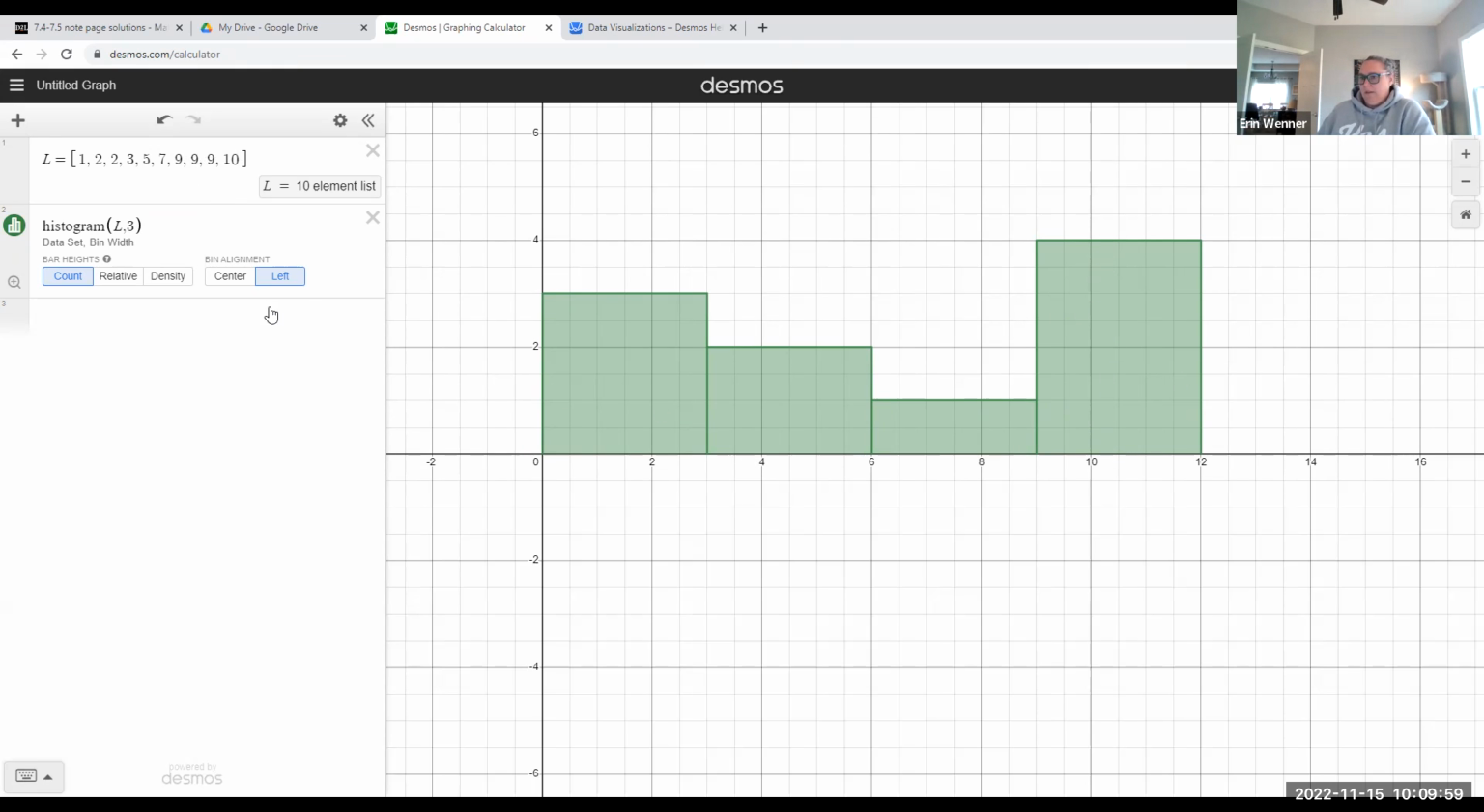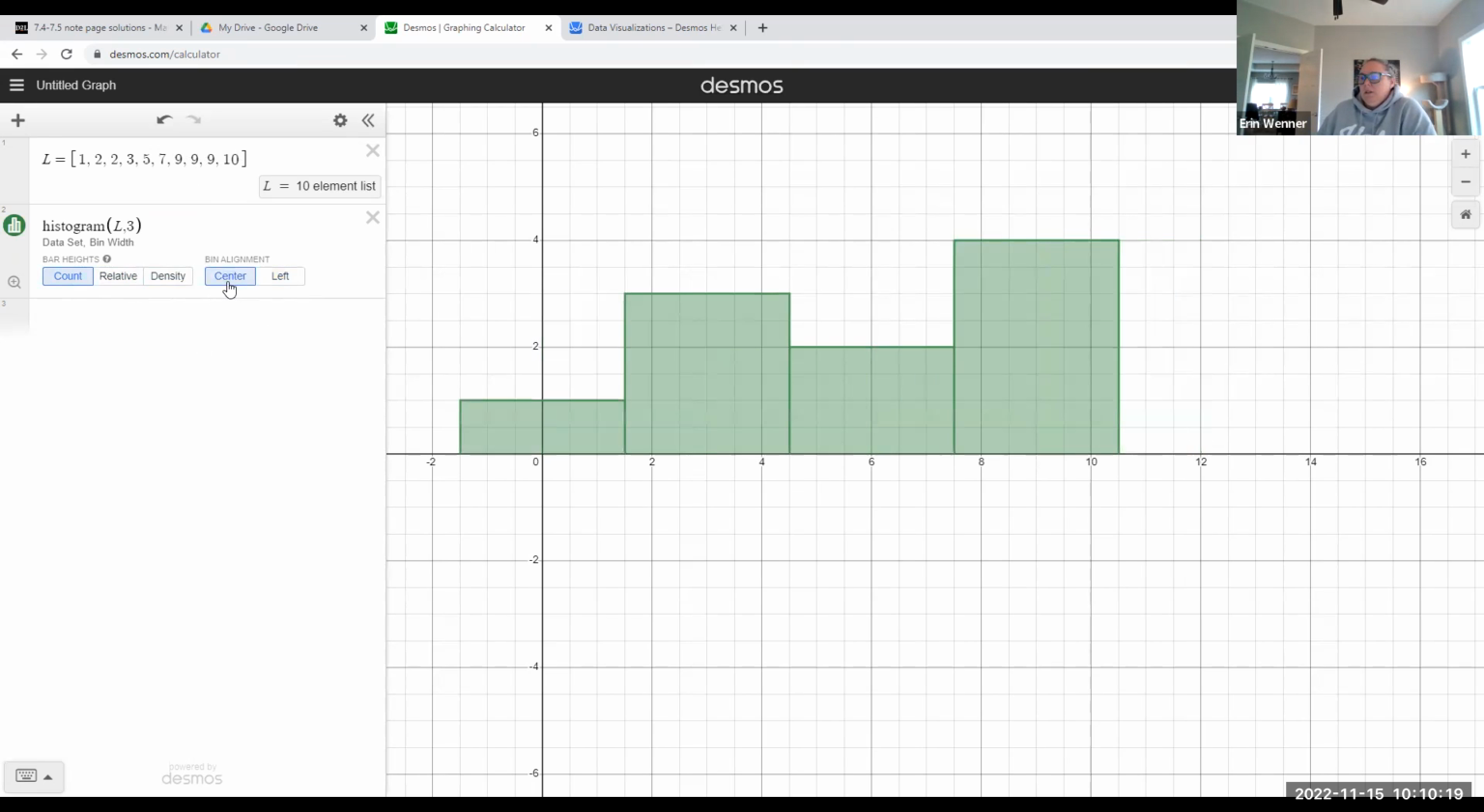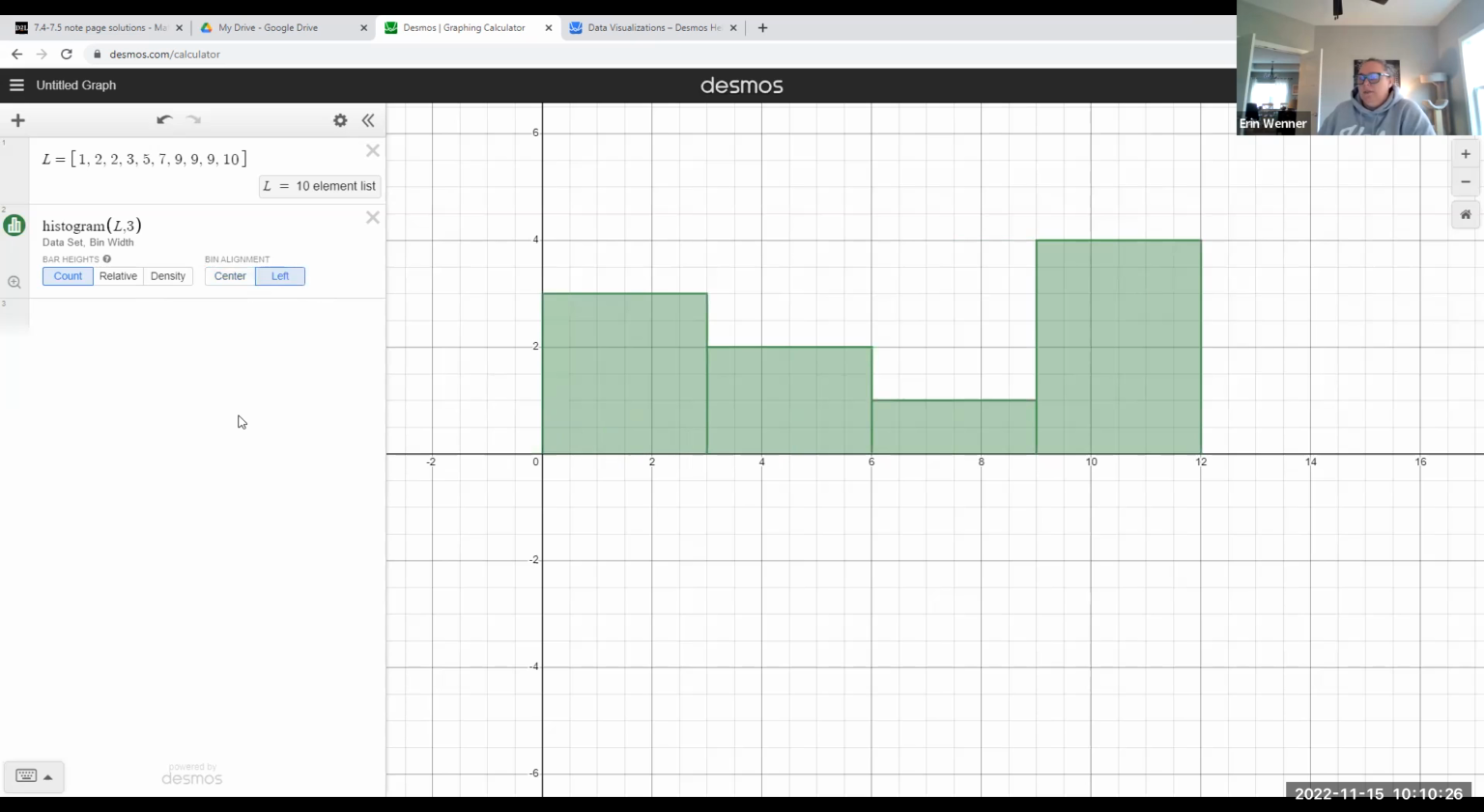So that's how, and I'm doing left align because it's to the left of where the bin starts. You can look at relative, which is showing the bar height, and then we can have density, but really we're just looking at counts, which is what we care about. And then if you did center align, that's where they're centering it over the beginning of the bin number, but that's confusing. So I like left align. So that's how you can use Desmos to create a histogram.